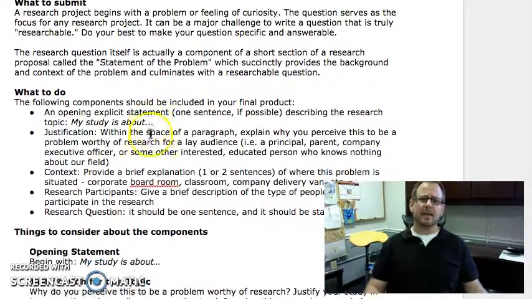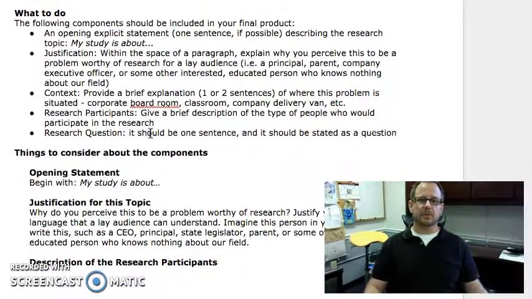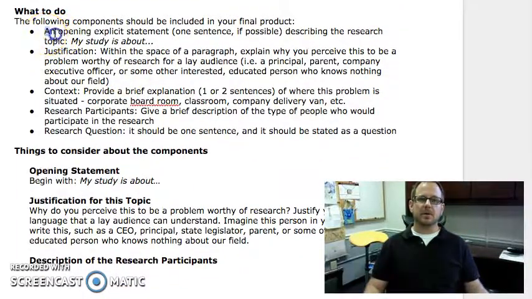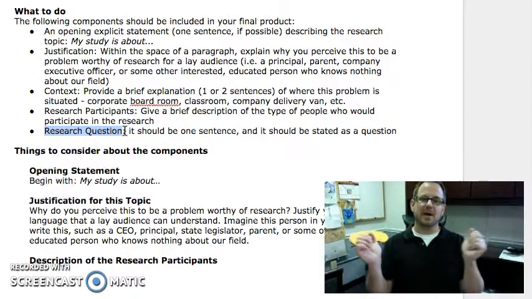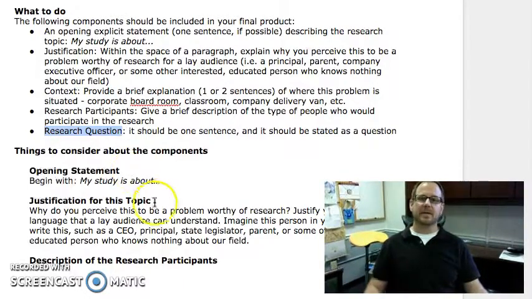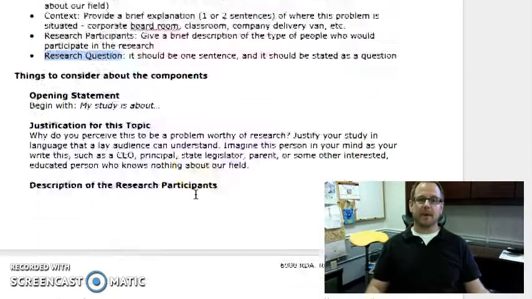Okay? I've got some advice on what to do. All right? Start with an opening explicit statement. My study is about this. Give us your justification. That's the next one. And then next, the context. Provide a brief explanation. Why is this important to you? Where's the problem situated for you? Right? Who might your research participants be? And what is the actual question that you would be asking? So it kind of builds up.